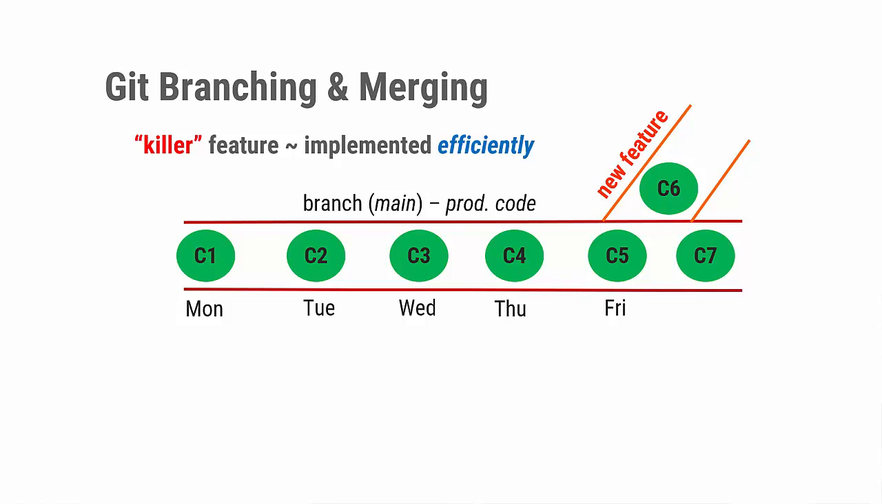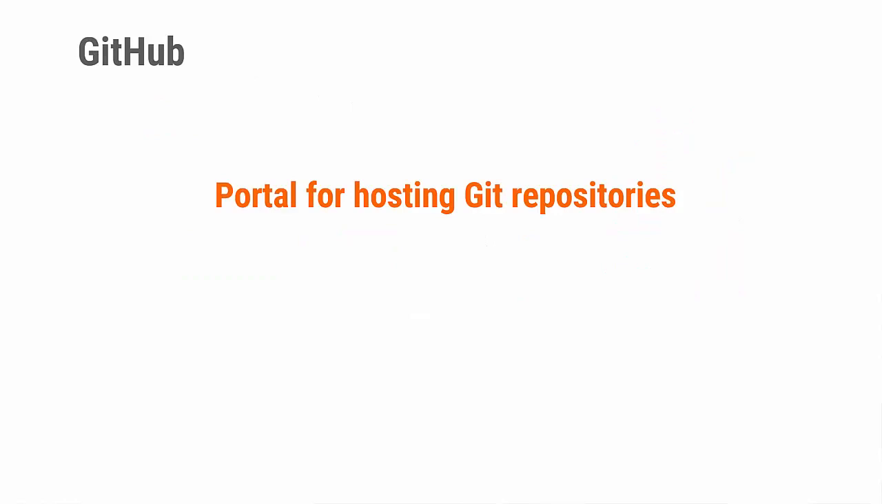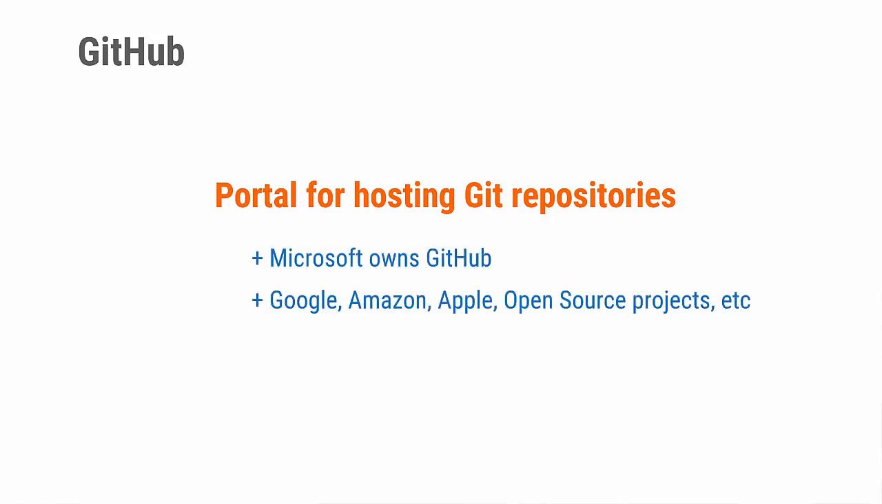I think that's a nice high-level idea of Git branching. Next is GitHub, and GitHub is simply an online portal for hosting Git repositories. So your local Git repository will be hosted on GitHub, github.com. That way, all of the other developers in your team can clone that repository and can start contributing to it. So that's GitHub, and GitHub is owned by Microsoft, and all of the tech giants like Google, Amazon, Apple, and almost everyone else also use GitHub for their projects.